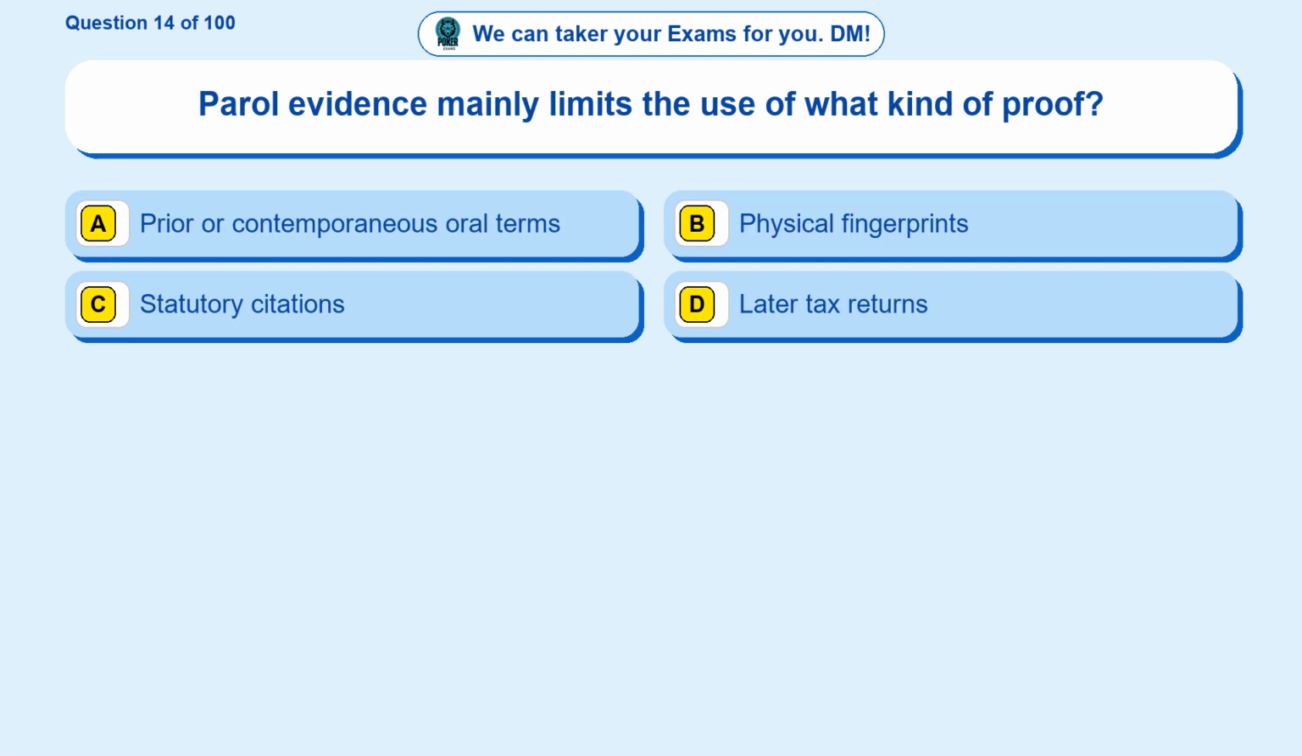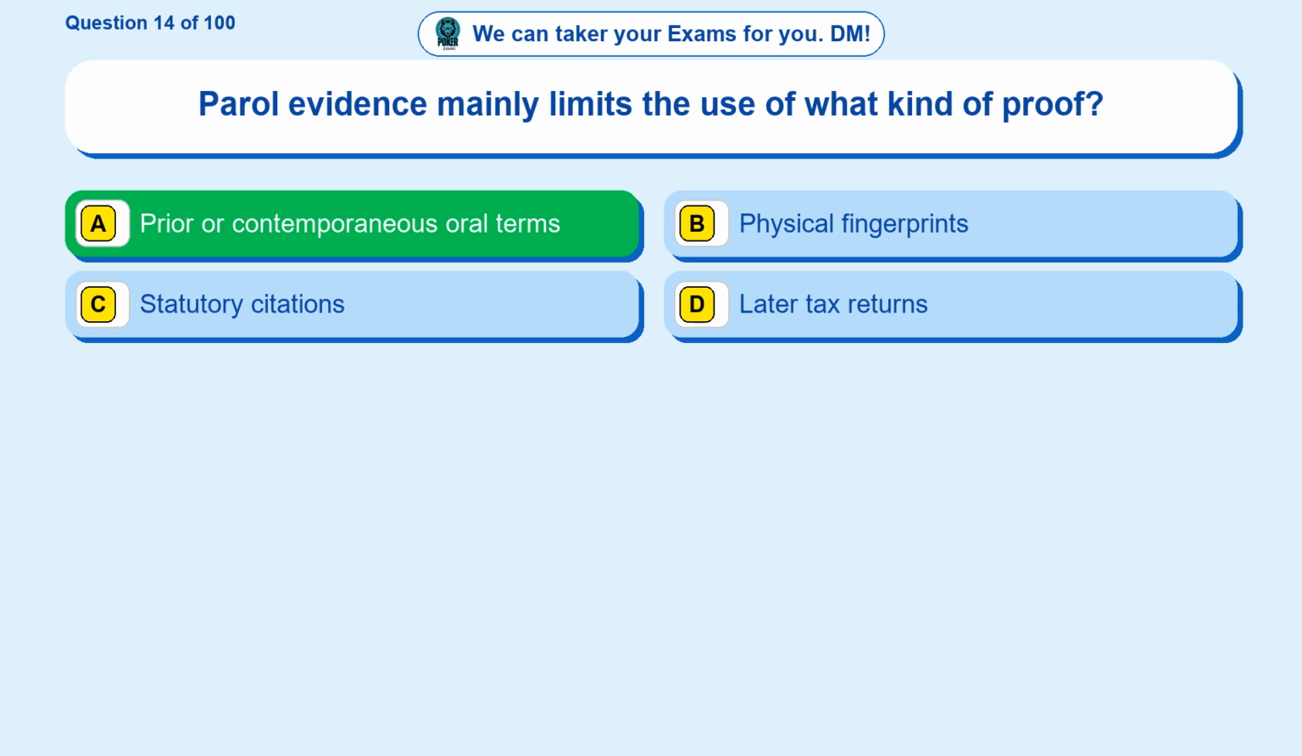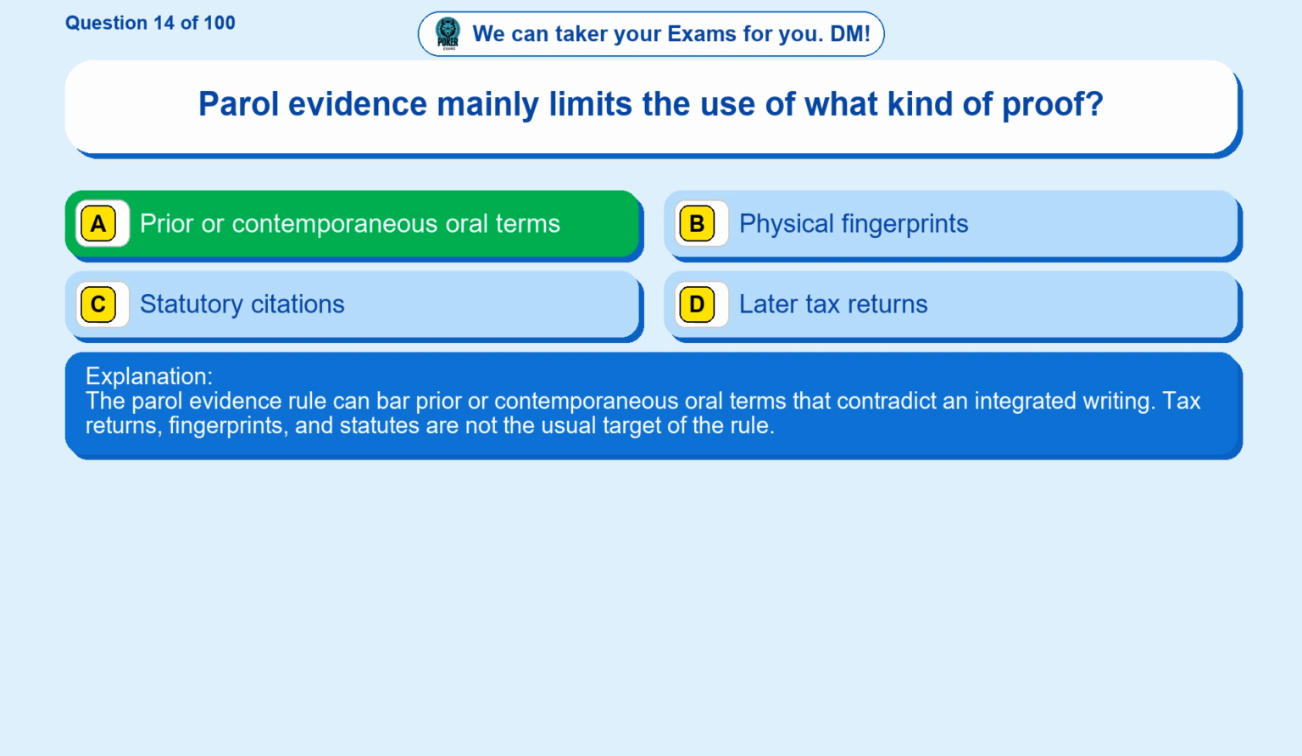Question 14. Parol evidence mainly limits the use of what kind of proof? Option A. Prior or contemporaneous oral terms. Option B. Physical fingerprints. Option C. Statutory citations. Option D. Later tax returns. The correct answer is option A. Prior or contemporaneous oral terms. The parol evidence rule can bar prior or contemporaneous oral terms that contradict an integrated writing. Tax returns, fingerprints, and statutes are not the usual target of the rule.